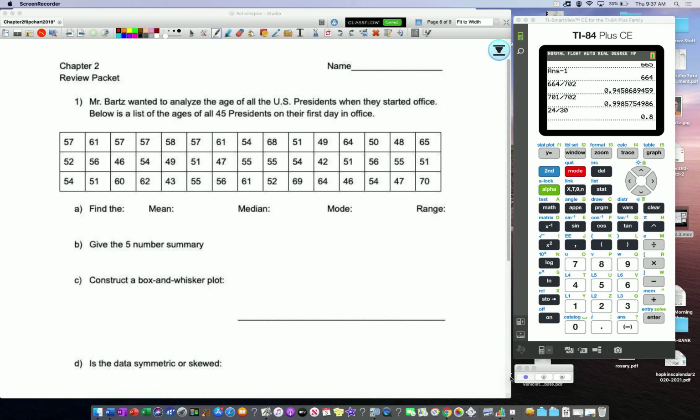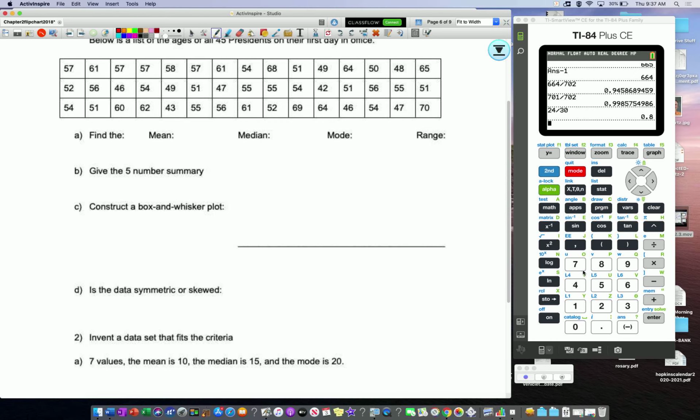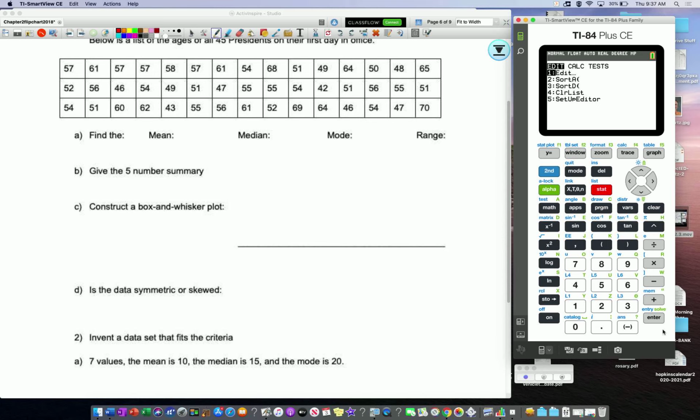All right, so we are asked to do a whole bunch of summary statistics. Just to take you through some of those steps again: I go to Stat and I go to Edit. This is what I mean by having already done some of the setup work. I've already typed all the data points into list 1. I also have the second and third problems in their respective lists, so don't worry about that data if it doesn't match up with yours.